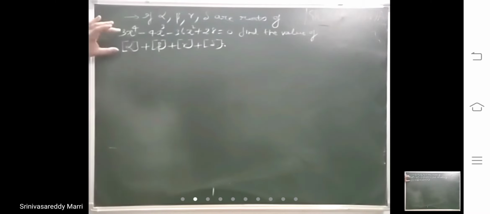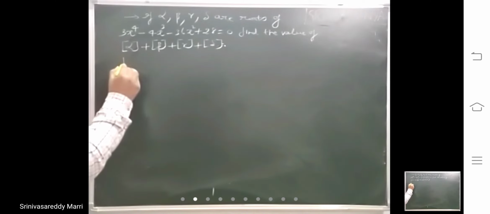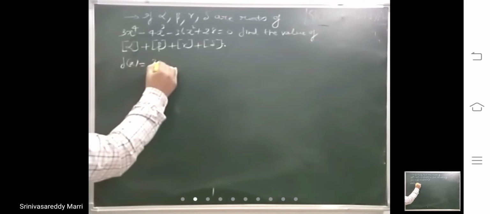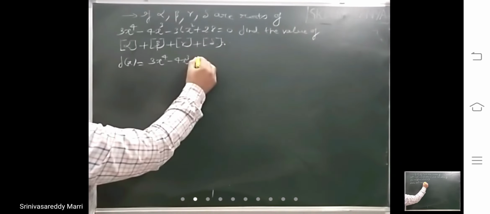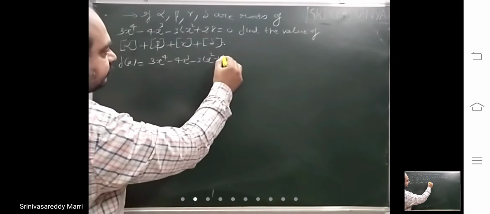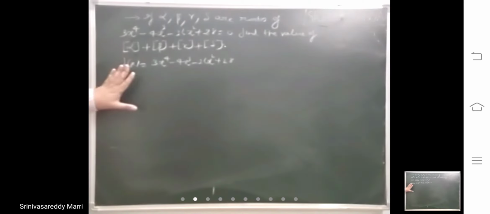Look at this. It is regarding roots. That means first you have to find the graph. Take f of x equals to 3x power 4 minus 4x cube minus 36x square plus 28. We have to draw the graph of this.